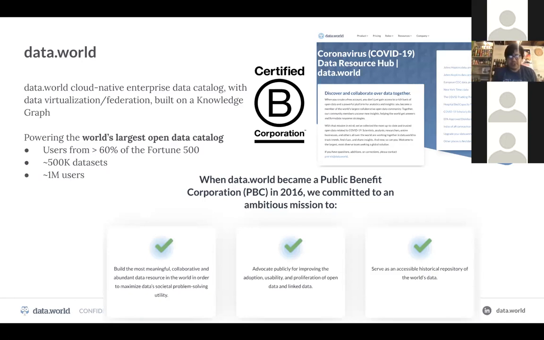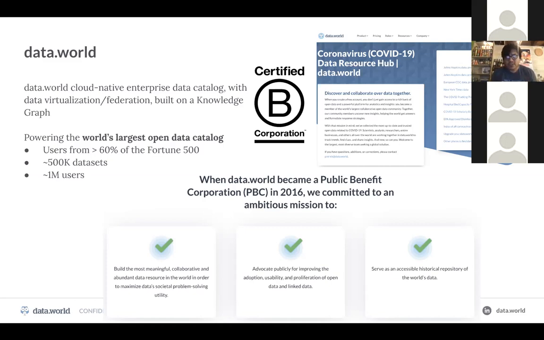But what's really cool is that we are a public benefit corporation. We're a B Corp. So in addition to maximizing shareholder value, which is what you want to do as a company, we have a public benefit mission, which means that we want to build the world's most meaningful, abundant, collaborative data resource. We advocate for open data and linked data standards. So we actually are the world's largest open data catalog. We have over 500,000 data sets and over 1 million users. And so this is a lot of the learnings that we also get from our community.